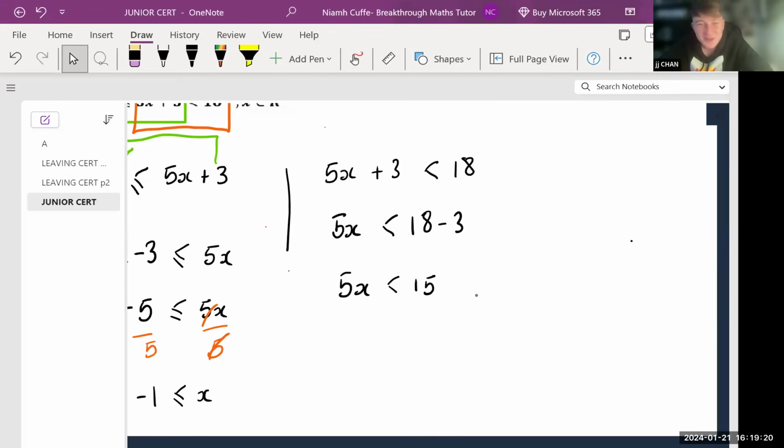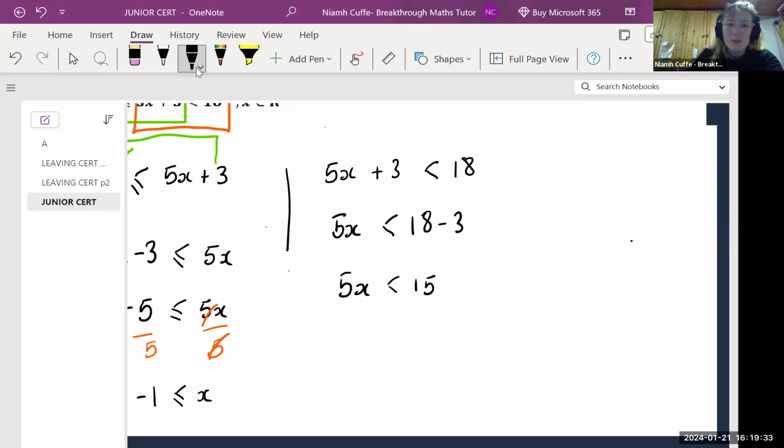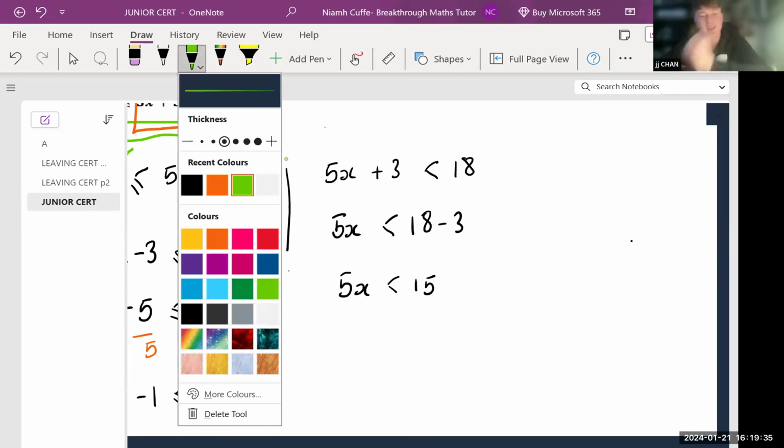What's so funny? Do you know what's funny? It's exactly the same with everyone I teach. Everyone says something divided by something the opposite way around, and it always makes me giggle. Yeah, fair enough.